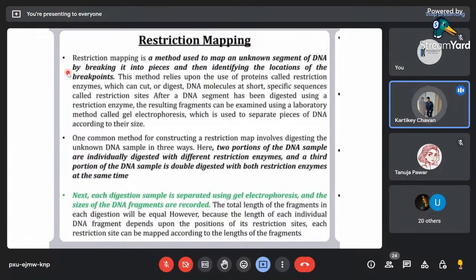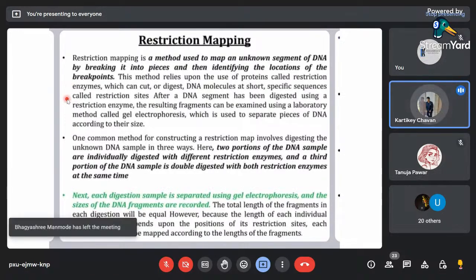So in order to locate the unknown segment of a DNA, we can consider that segment, break it into pieces, and identify the location of the breakpoints. That, in simple terms, is known as restriction mapping. This method relies upon the use of proteins called restriction enzymes. So for restriction mapping, of course, we require proteins called restriction enzymes.